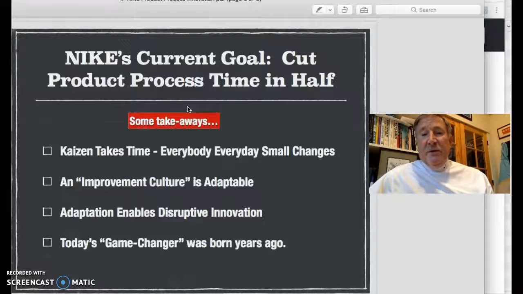And the big takeaway for me is that today's game changer is actually born from operational excellence and the mindset of continuous improvement that was born years ago. So if we want to be ready for the challenges of tomorrow, of the next 5 years, we have to begin today to challenge our current processes.